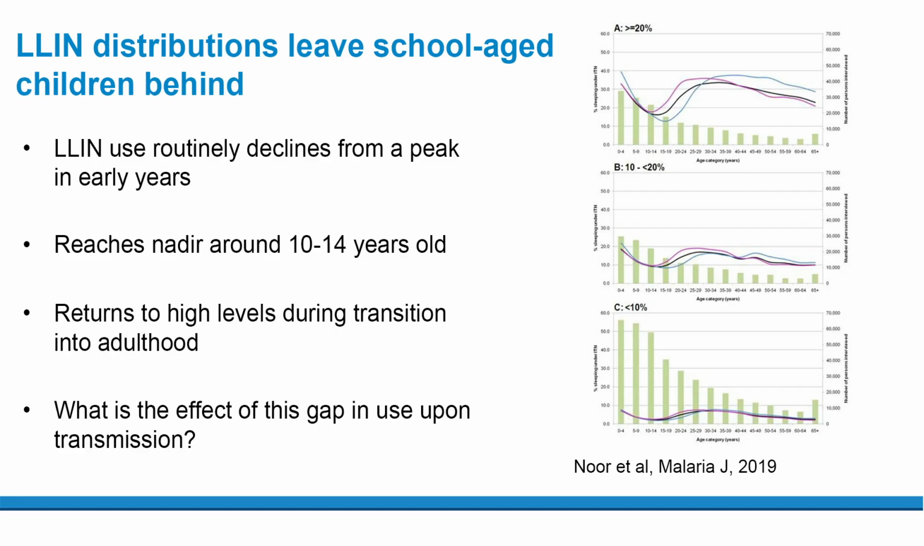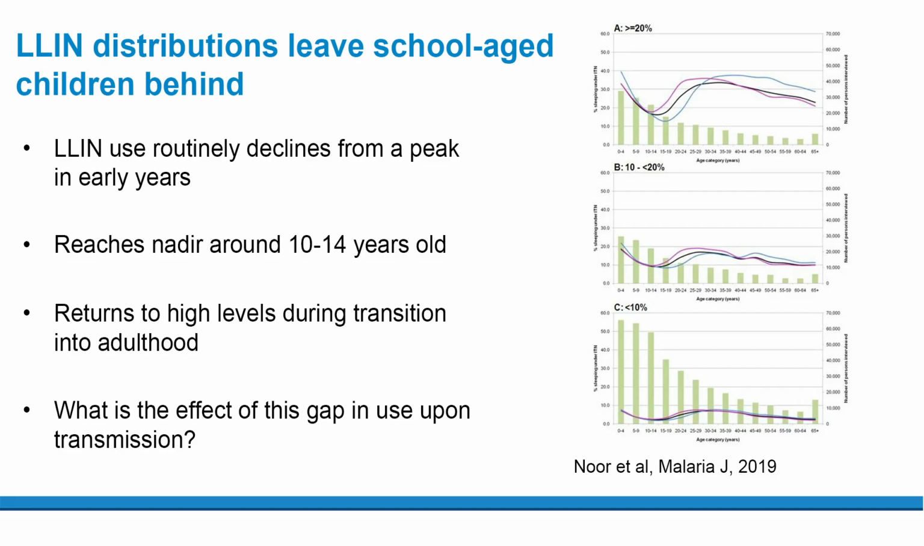What you get is very young children have the highest use, that then declines as you reach school age, and as you get to older school age, it reaches a nadir, a trough, and then you get this big jump as you reach adulthood, and it tops off again. And it seems to be the more intense, this is under 10% transmission, 10 to 20% transmission, and 20% and above, the higher the transmission, the bigger the gap you get.